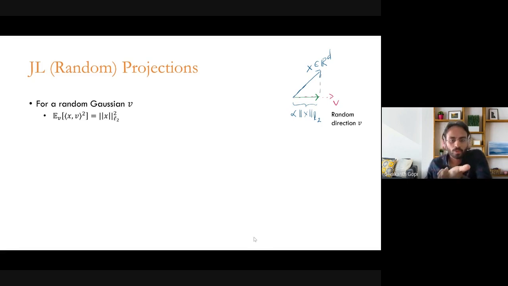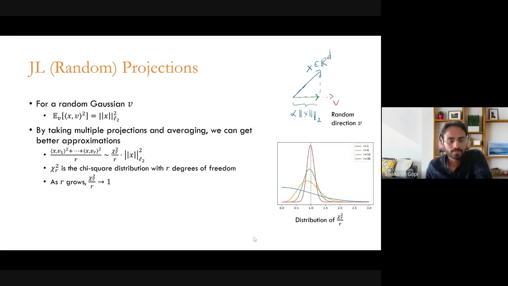In fact, if you compute the expected value of the square of the length of the projection, it gives you exactly the L2 norm squared if V is a random Gaussian. And if you take multiple such projections and then average them, you can get a better and better estimate of the L2 norm. So you can see that the distribution is determined by this chi-square R over R. Chi-square R is the chi-square distribution with R degrees of freedom, and this is how the graph looks.